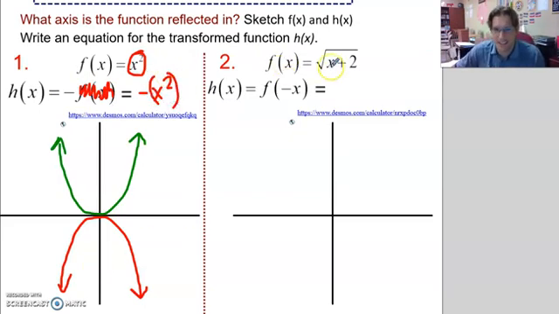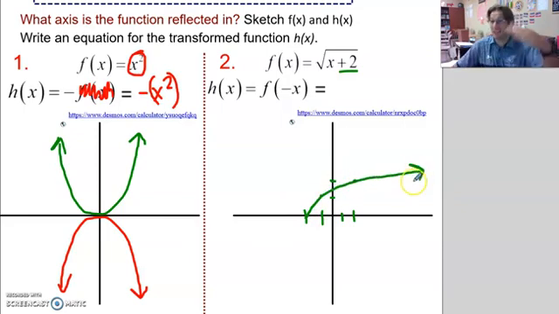Let's try another one. This time we're going to take the square root of x plus 2. So we know that plus 2 is actually a lie. So it's moving us to the left 2. So it'll go over 1, up 1, and then 1, 2, 3, and then up another 1. So it'll be at that point. And so I'm going to sketch this one here. It's half of a parabola, right?